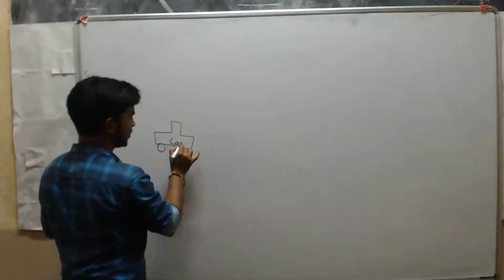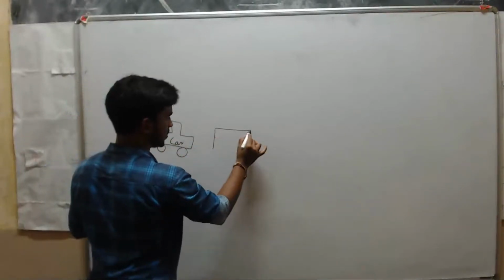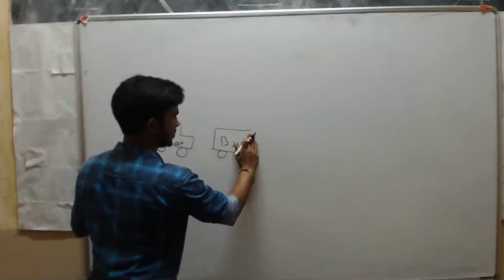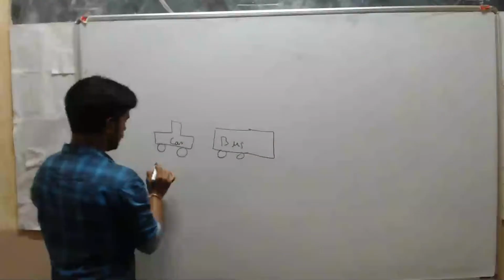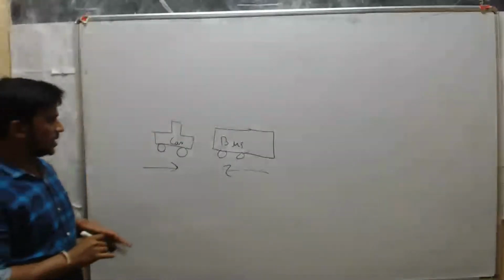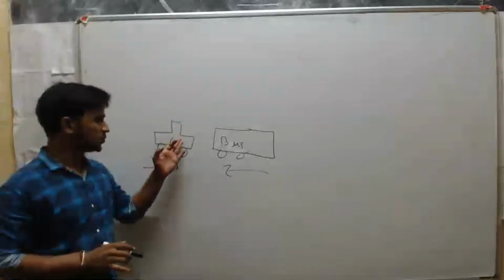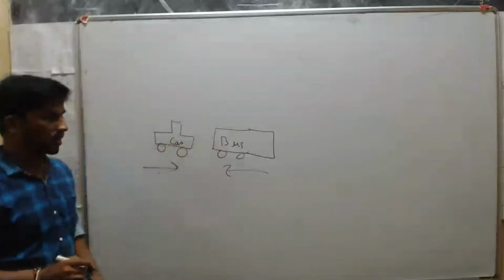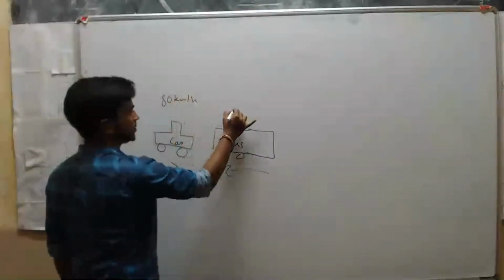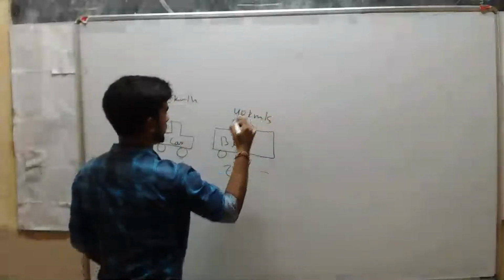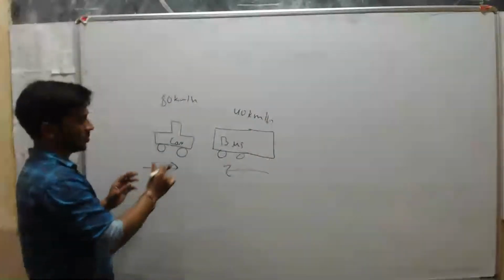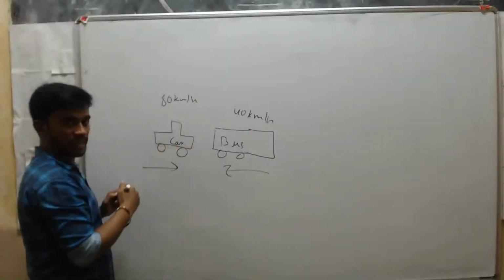See, this is a car. Just imagine this is a bus. The car is moving in this direction, the bus is moving in this direction. Imagine the car's speed is greater than the bus. Say it's moving at 80 km per hour, and this is 40 km per hour. Now imagine both are traveling in the opposite direction.